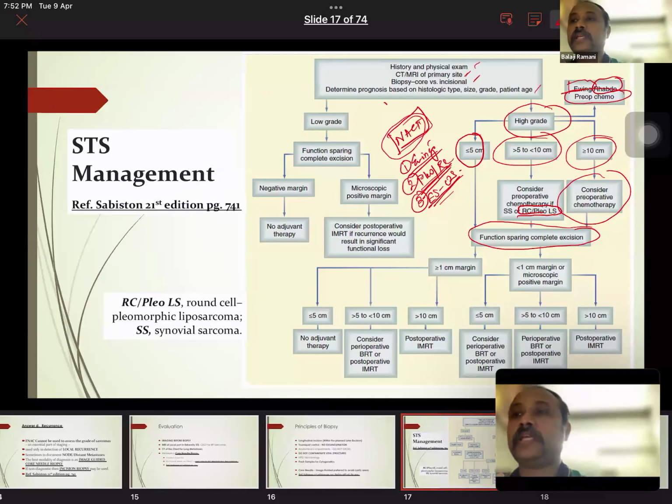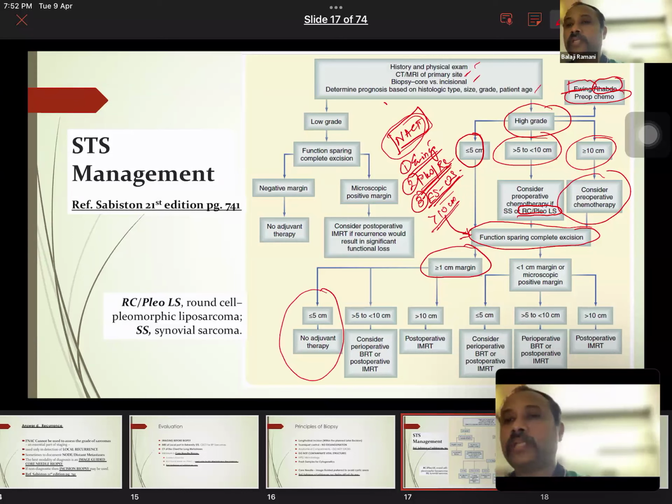So where there is an indication in high grade sarcomas, when the tumor is high grade, and again when it is more than 10 centimeters, definitely consider going in for neoadjuvant. And after that, you plan for an excision. So wide margin negative resection. What should be the margin? 1 centimeter. So if you have clear margins of 1 centimeter, if there is a small tumor, again there is no role for any adjuvant therapy.